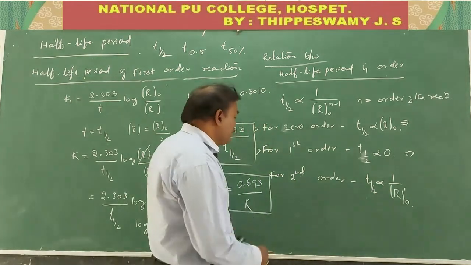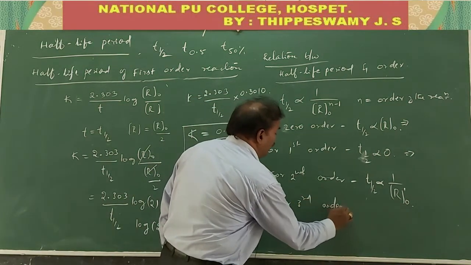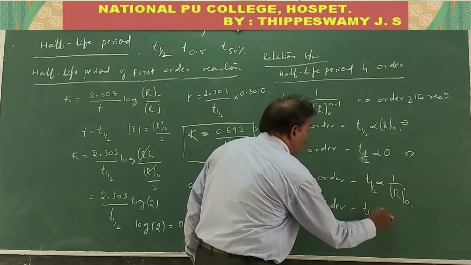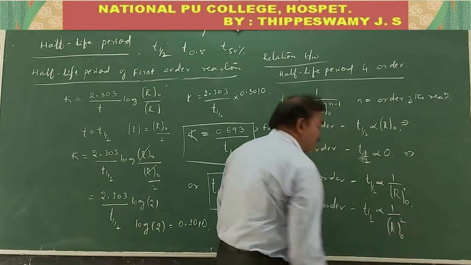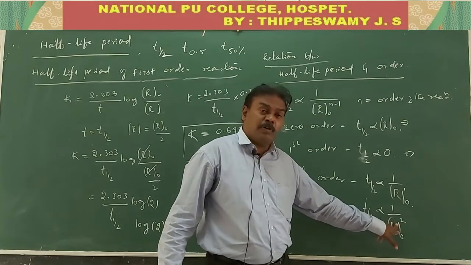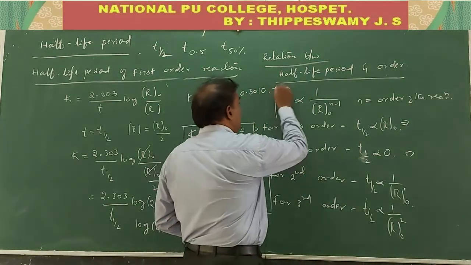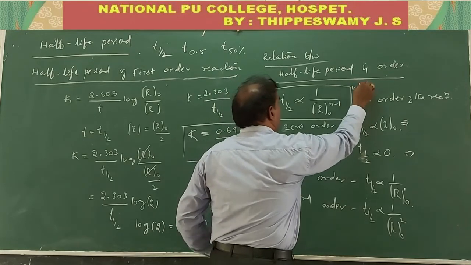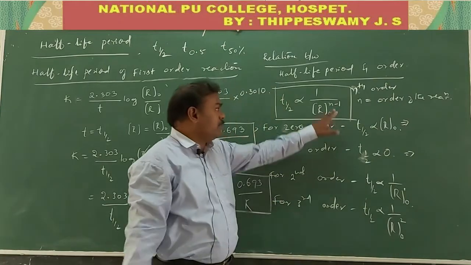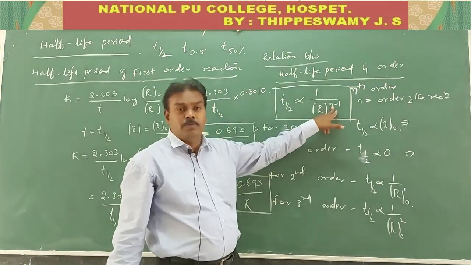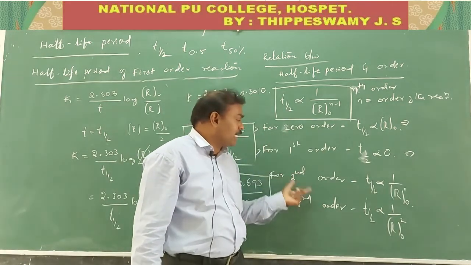Similarly, for a third order reaction, T half is proportional to 1 by the molar concentration of the reactant to the power 2. It is inversely proportional to the square of the initial concentration of the reactants. This is for nth order, which means it may be first, second, third or 0. So you can apply this for zero order, first order, second order and third order.